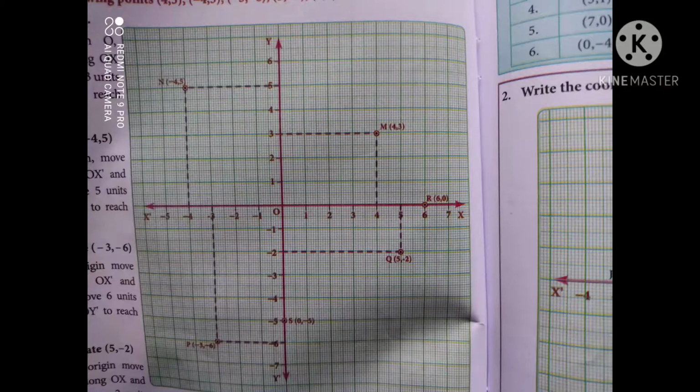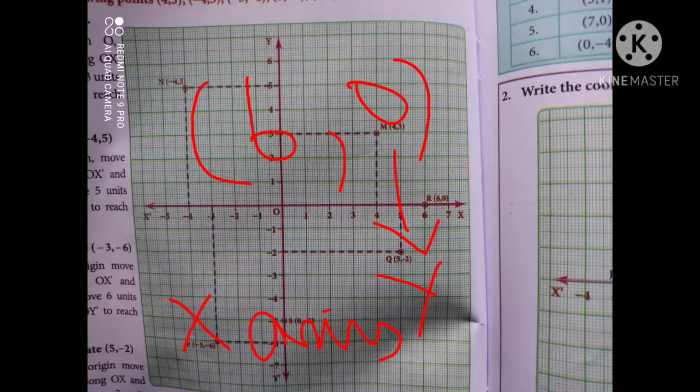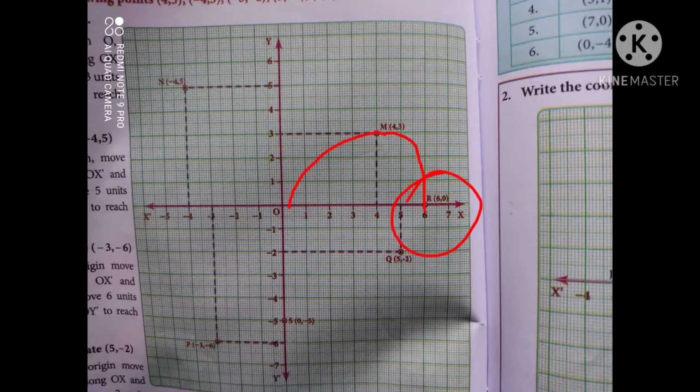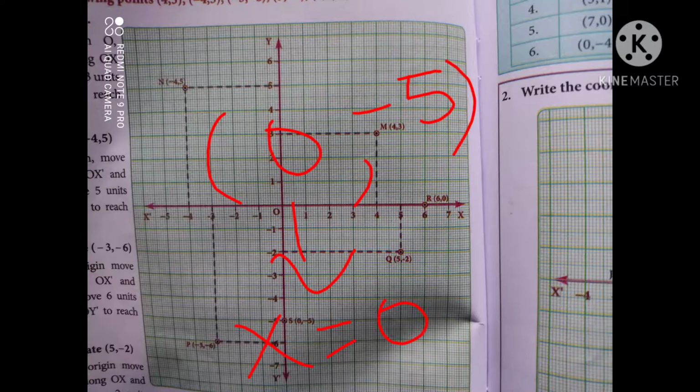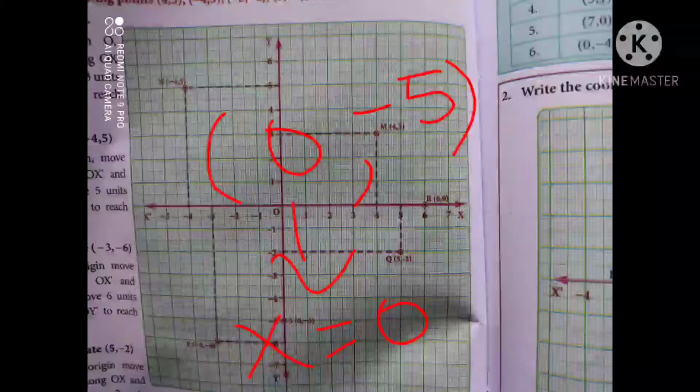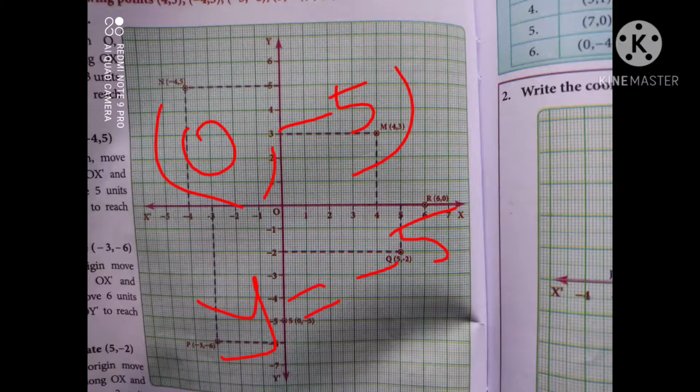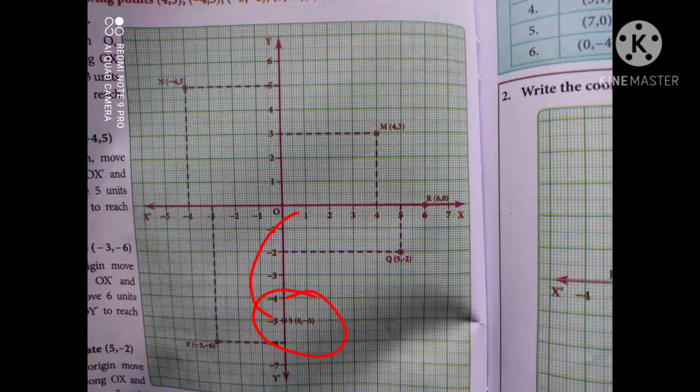Then locate 6 comma 0. In 6 comma 0, the y value is 0. The coordinate x comma 0 lies on the x-axis. So move 6 units on OX from the origin to reach the point 6 comma 0. The last point is 0 comma minus 5. The x coordinate is 0 and the y coordinate is minus 5, so the point lies on the y-axis. Move 5 units along OY dash from the origin to reach 0 comma minus 5.